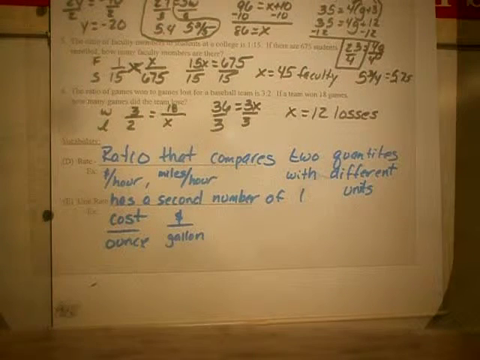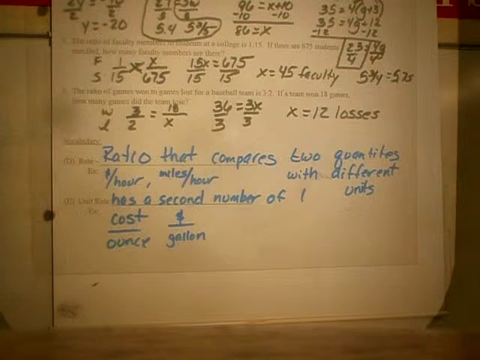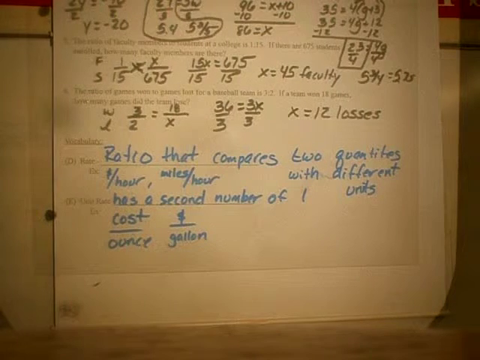And a unit rate always has a second number of 1. If any of your parents are big bargain shoppers, they might actually calculate the cost per ounce or cost per gallon to see whether the bigger item or the smaller item is the better deal. I know I usually look at the cost of gasoline in dollars per gallon and go to the gas station that has the cheapest one. So a rate just compares two things with different units, and a unit rate, your bottom number is always 1.